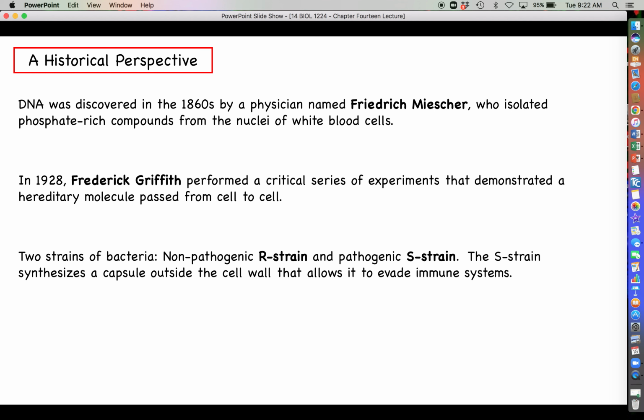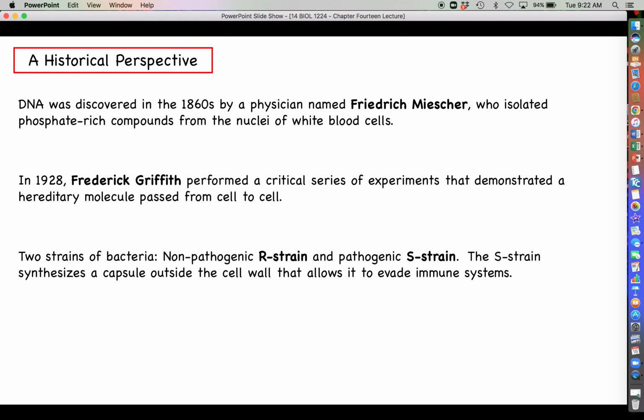experiments. He had 2 different strains of a type of bacterium. He had a non-pathogenic R strain, which even if you get exposed to it, you're not really going to get sick and die. And then a pathogenic S strain, which if you do get exposed to it, you are going to get very, very, very sick.